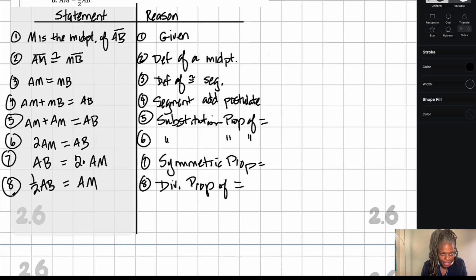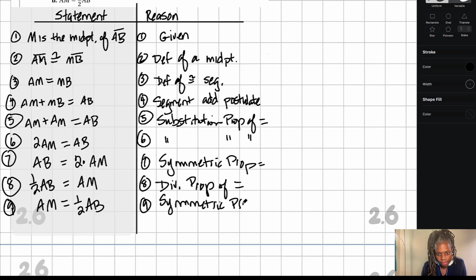We can flip it around so it looks exactly like this part. And you guys know why we can do that, right? I can say instead that AM is equal to 1/2 AB, and that's the symmetric property of equality, because I can do that. Symmetric property of equality. Boom. And we're done. Second proof. We're doing good. I hope this made sense.